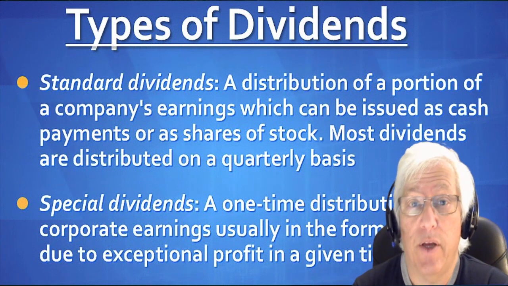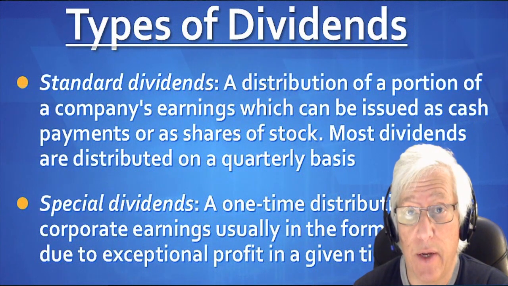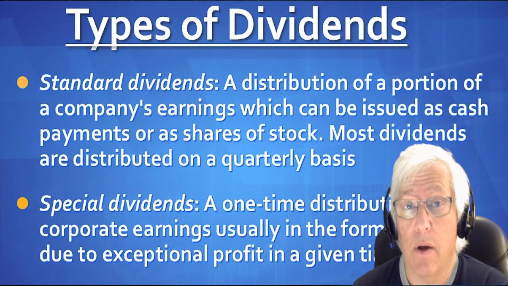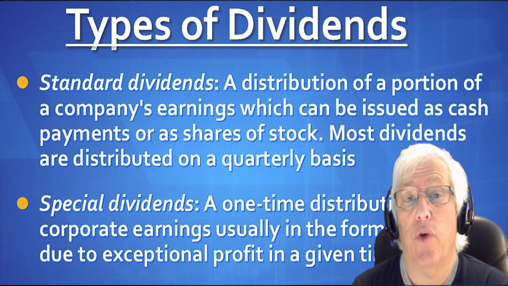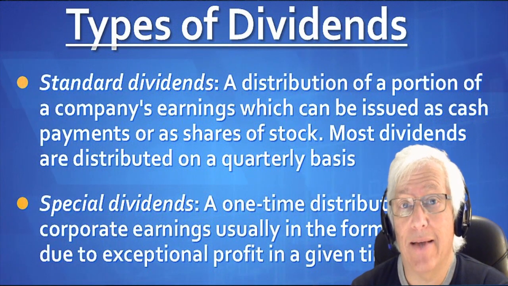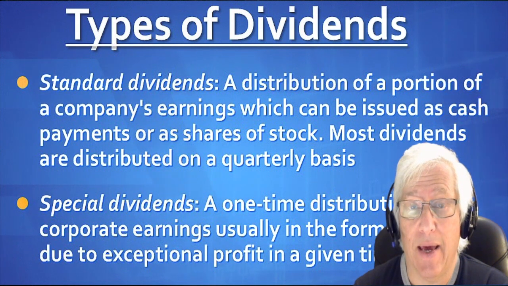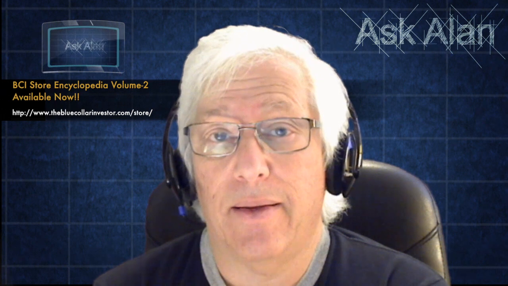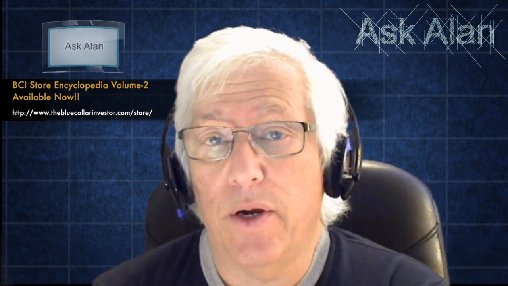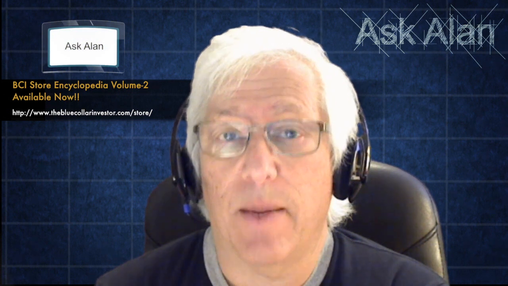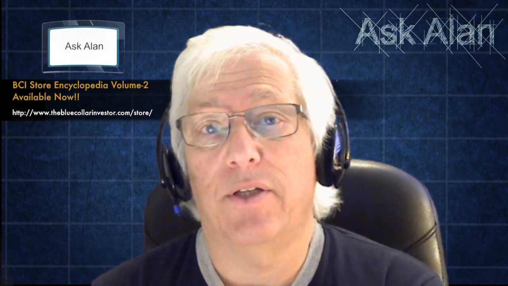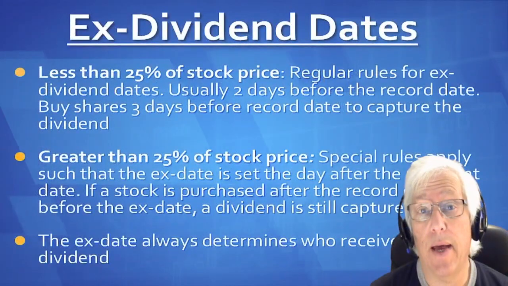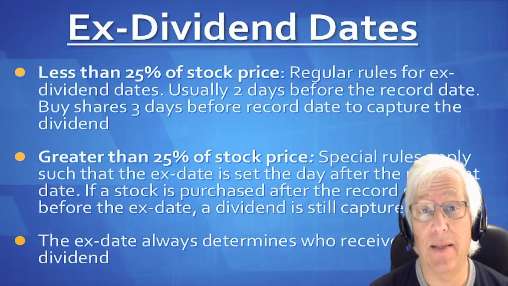Now, the other type of dividend is known as a special dividend. And these are normally one-time cash dividends distributed by a corporation that has a lot of extra cash at hand. And obviously they're distributed to help enhance the relationship between the company and its shareholders. Now, one of the important things to know about is sometimes the rules are a little different for these special one-time cash dividends, particularly as they apply to ex-dividend dates.